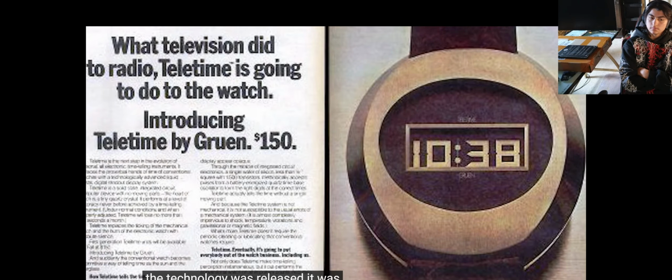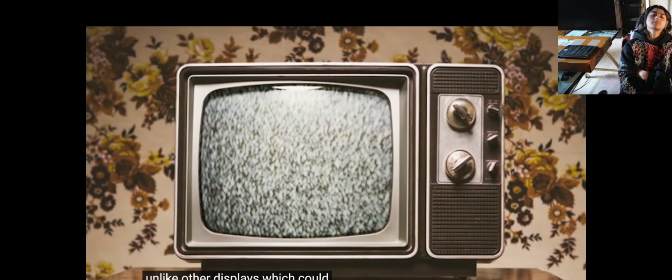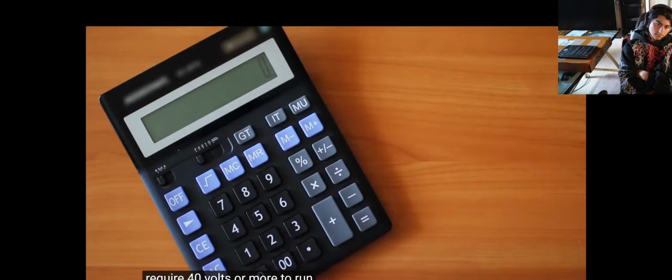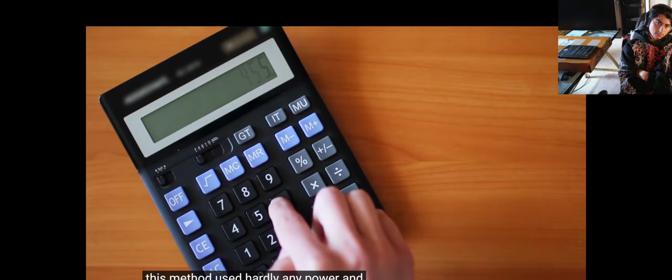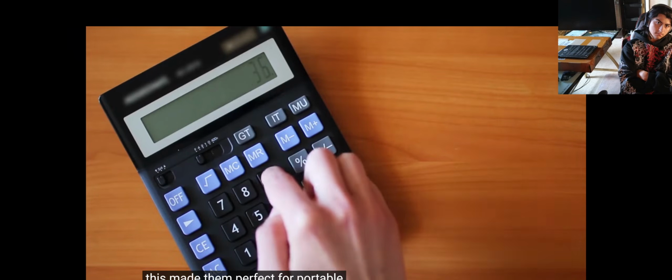It was called the Gruen Teletime. Unlike other displays which could require 40 volts or more to run, this method used hardly any power, and this made them perfect for portable devices like pocket calculators or wristwatches, and as you'll soon see, modern LCDs.